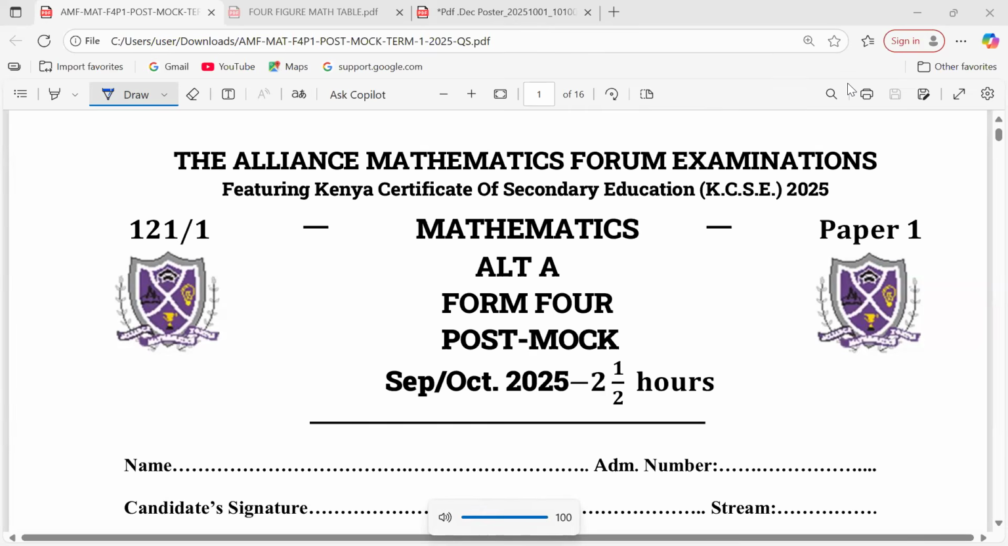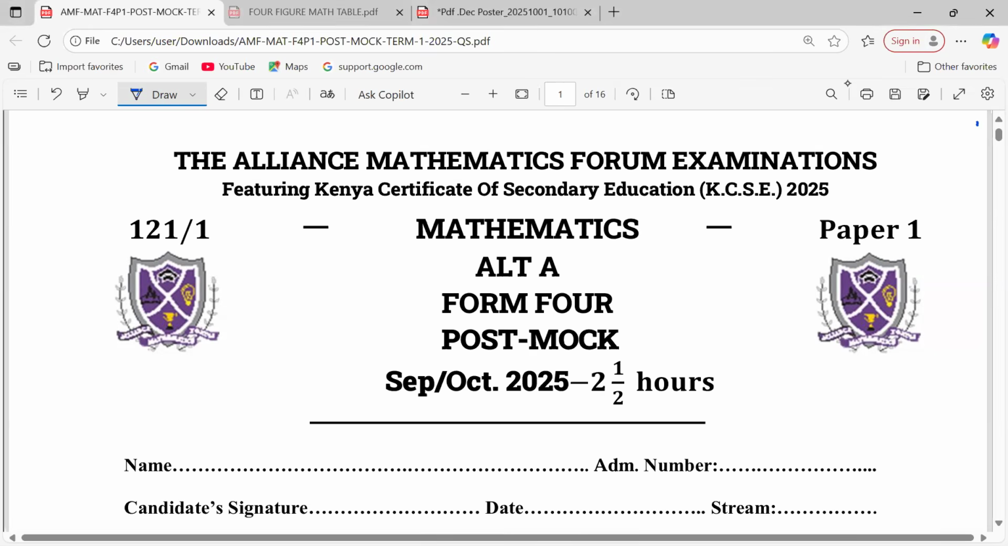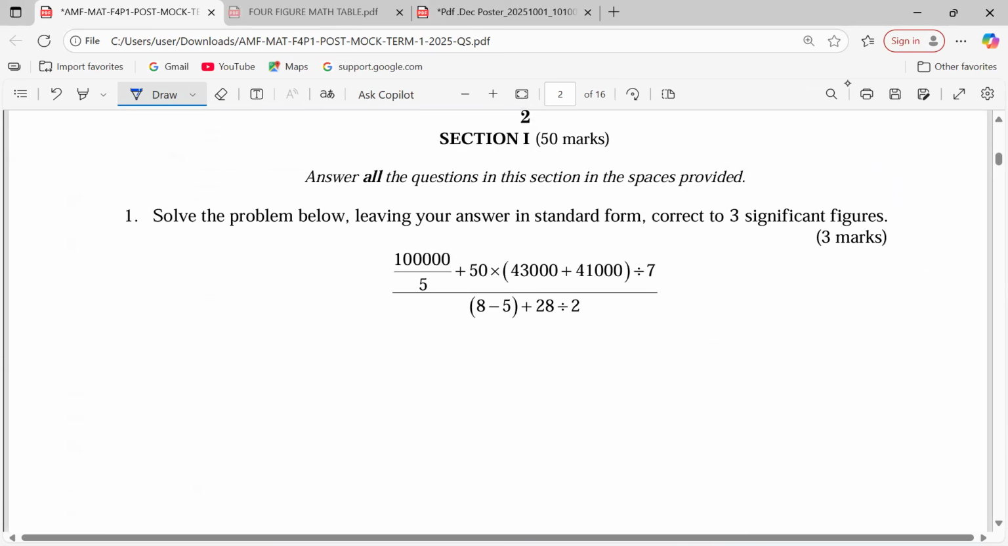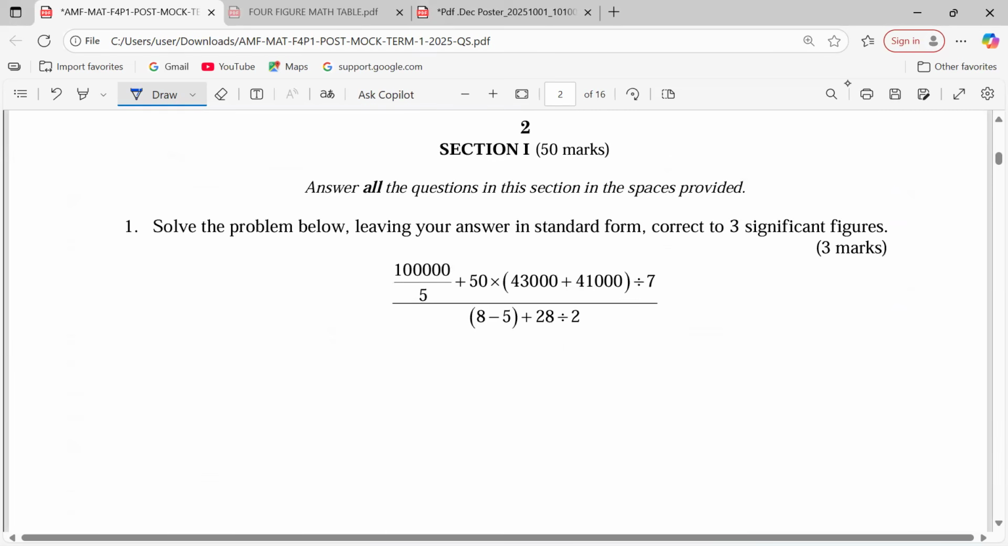We shall be continuing with the Alliance Mathematics Forum examinations. We've already discussed paper 2, and we are now on paper 1, section 1. So we start from number 1. This is a very good paper.